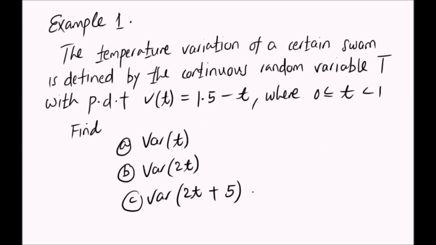So the example says the temperature variation of a certain swarm is defined by the continuous random variable t with a probability function f(t) equal to 1.5 minus t, where t ranges from 0 to 1. The questions: find the variance of t, find the variance of 2t, and find the variance of 2t plus 5. So let's get to work.